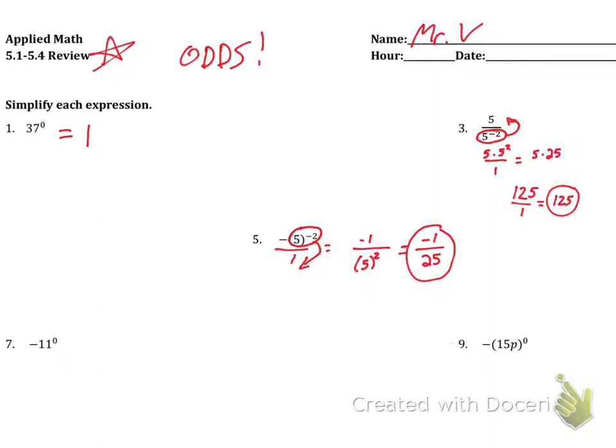Number 7. This one's a little tricky here. Remember, this exponent is attached to 11, not to the negative. So what that means is it's kind of like saying negative 1 times 11 to the 0. So 11 to the 0 is going to equal 1, and then this is a negative 1 times 1. So your final answer is going to be negative 1.